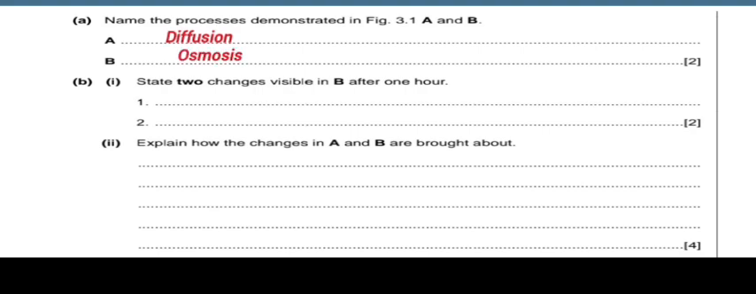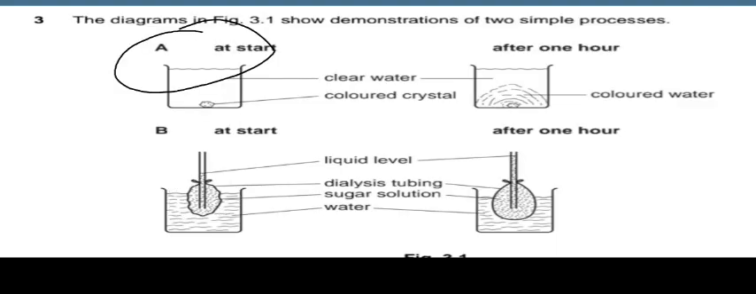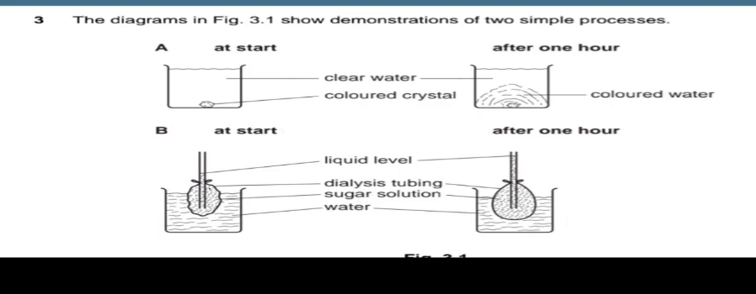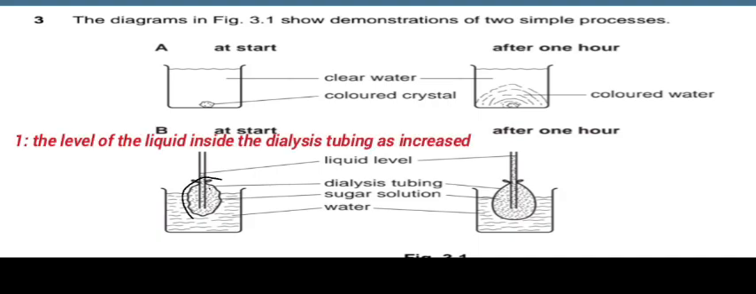Question B, Roman numeral number 1. State two changes visible in B after 1 hour. So we need to state two changes visible in B after 1 hour. As you can see here, the only changes which I can see in this experiment after 1 hour is that the liquid level inside the dialysis tubing has increased. As you can see here, the level of liquid at the start was lower compared to after 1 hour.